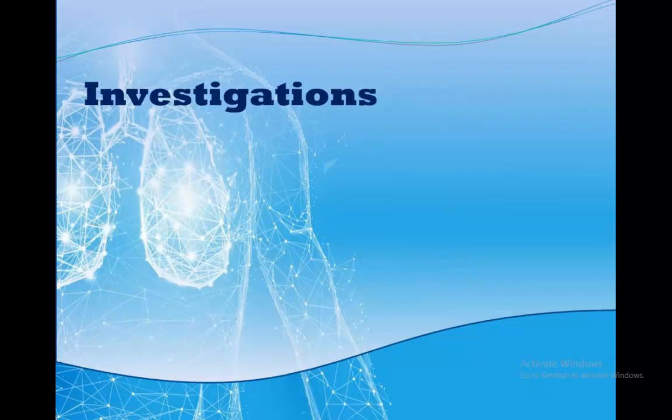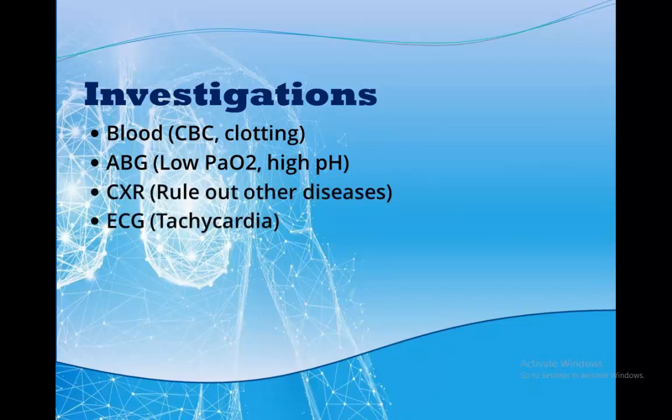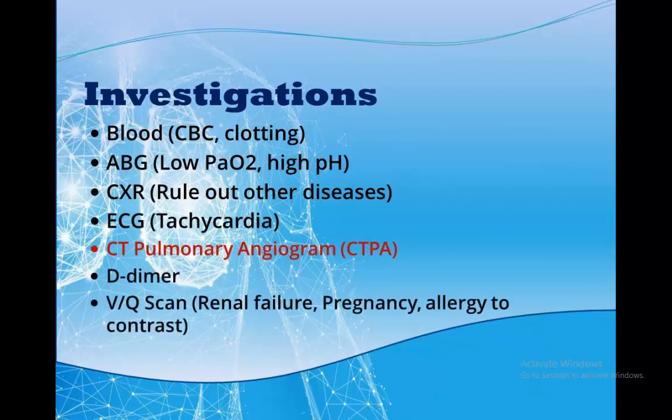The investigations we use in these patients are blood tests like CBC, looking for infections, clotting profiles. ABGs might show low oxygen saturation and respiratory alkalosis. Chest X-ray to rule out other diseases. ECG will show sinus tachycardia. CT pulmonary angiography, D-dimer and VQ scan are specific tests, with CT pulmonary angiography being the most accurate and gold standard. VQ scan is only done as an alternative if the patient has renal failure, is pregnant, or is allergic to contrast.